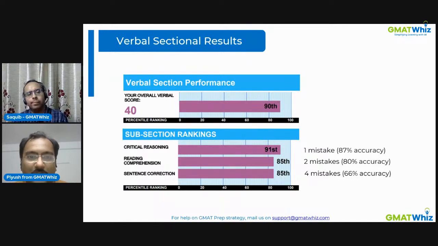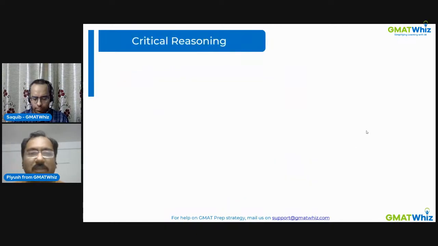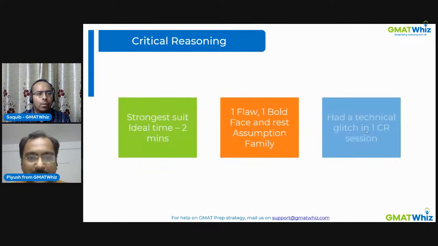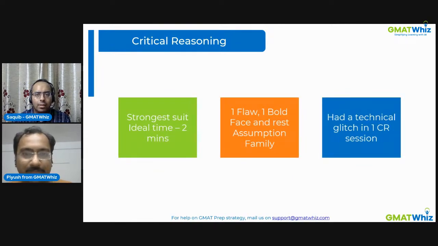Now let's move on to the first section of verbal. Let's do a deep dive into the critical reasoning part. How did you feel, Shakib, overall about the critical reasoning section? Okay, so as far as the critical reasoning section is concerned, as I mentioned before, I did not find a lot of weird questions. I had the usual assumption family questions, weaken question, strengthen question. I had a few flaw questions.